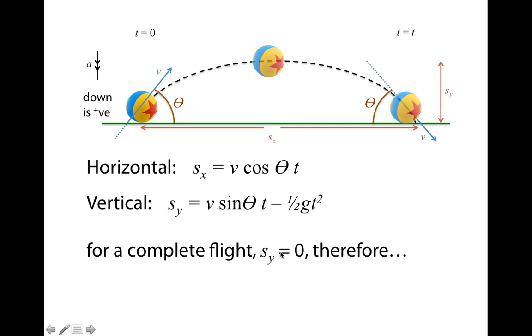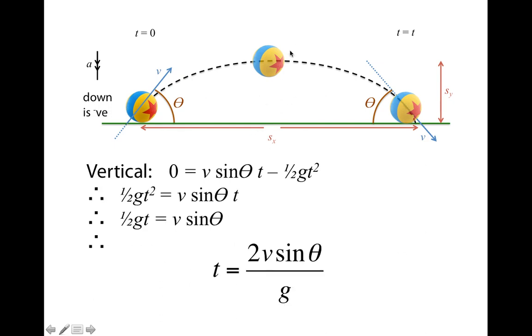For a complete flight, sy equals 0. The displacement from the start to the end is actually 0 in the vertical plane, not in the horizontal plane, but it is vertically. Therefore, we can substitute that in. 0 equals v sine theta t minus half gt squared, so half gt squared equals v sine theta t. Divide by t, rearrange, and you get t, the time taken for a projectile motion, equals 2v, the initial velocity, sine theta, the angle to the ground, divided by g, the acceleration due to gravity.